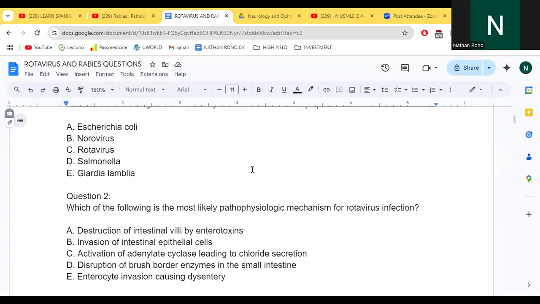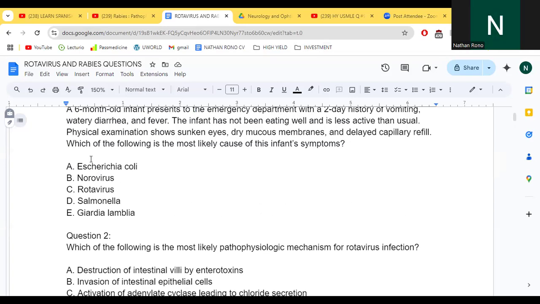Let's go to the next question. So we have said here it's rotavirus. So E. coli, Escherichia coli, this is a bacteria.